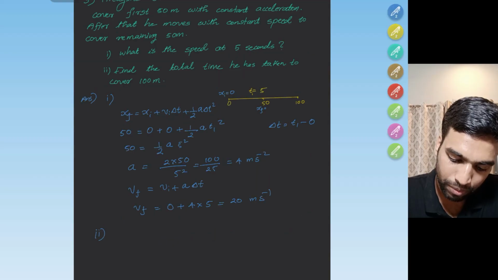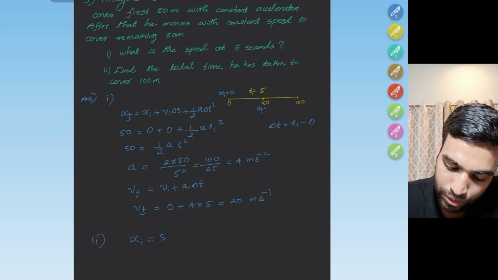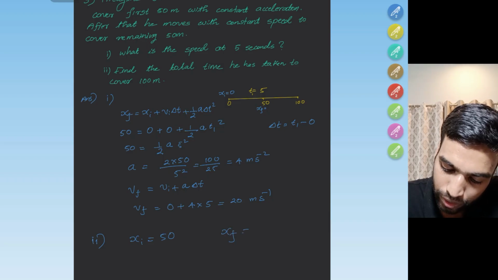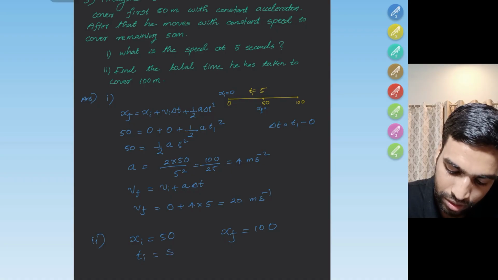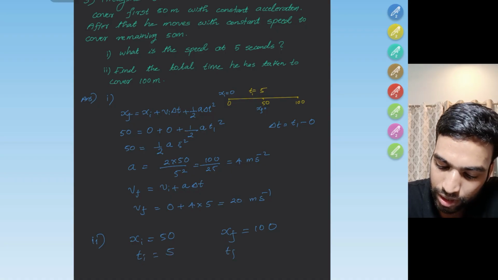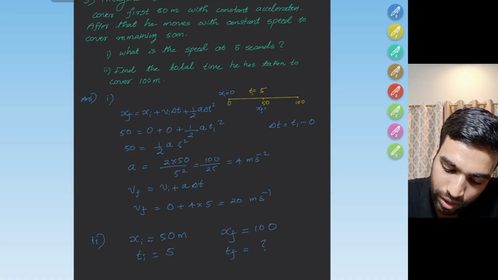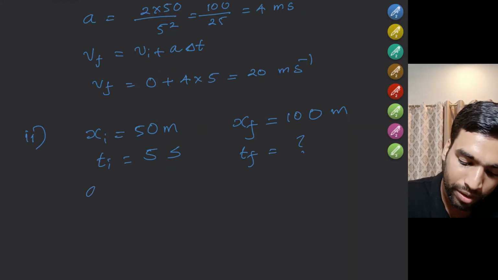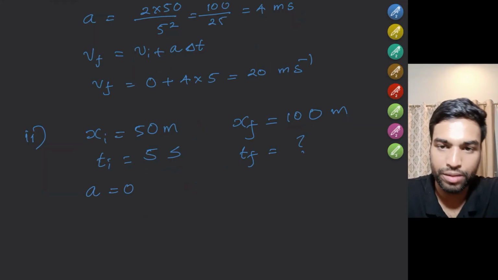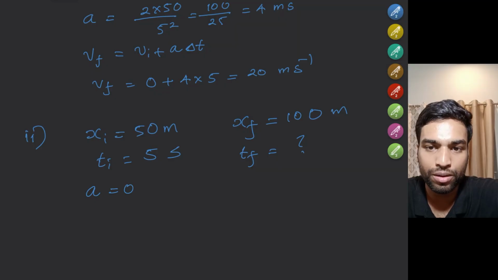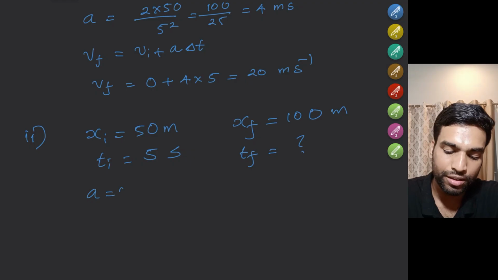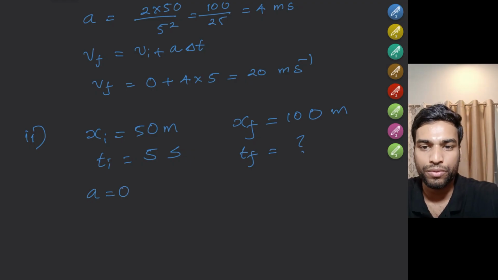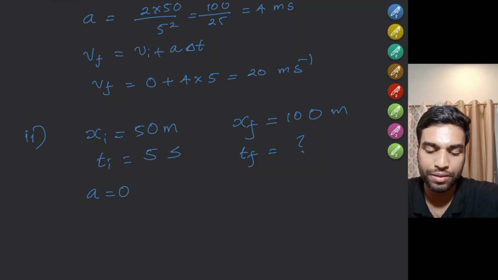Let's go to the second part. Xi equal to 50 to final point xf equal to 100. Now the initial time is 5 seconds and the final time is what we have to find, correct? Let me put the units also. Remember here acceleration is 0 because the remaining 50 meters is covered with constant speed, right?